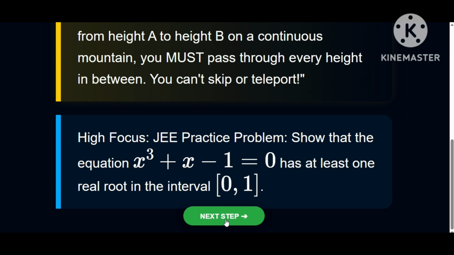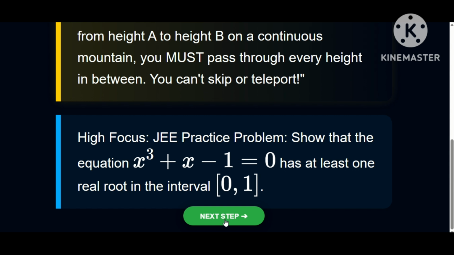So let's solve one problem on this. JEE practice problem: show that the equation x cubed plus x minus 1 is equal to 0 has at least one real root in the interval 0 comma 1.